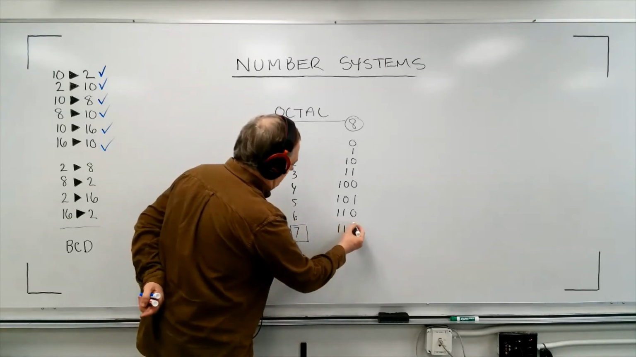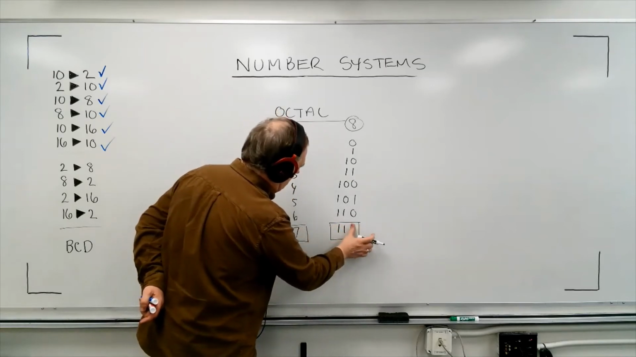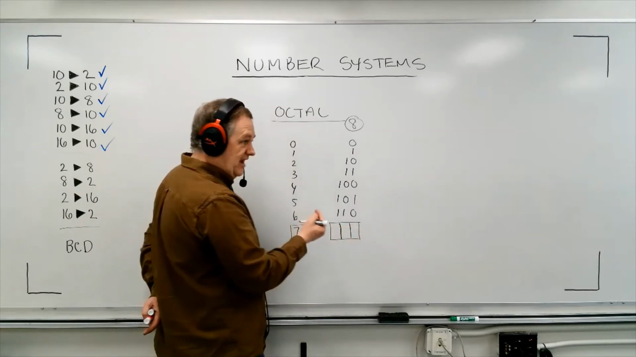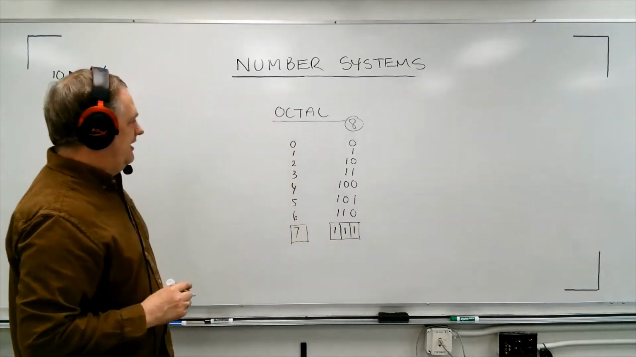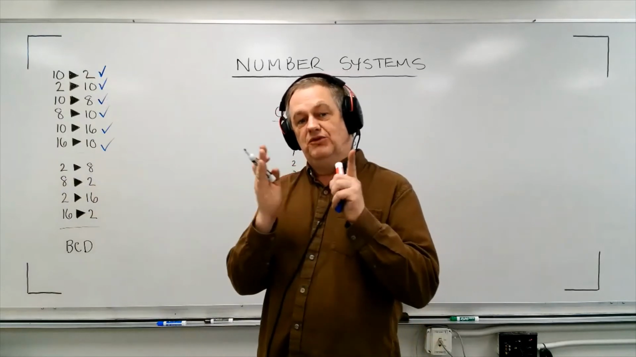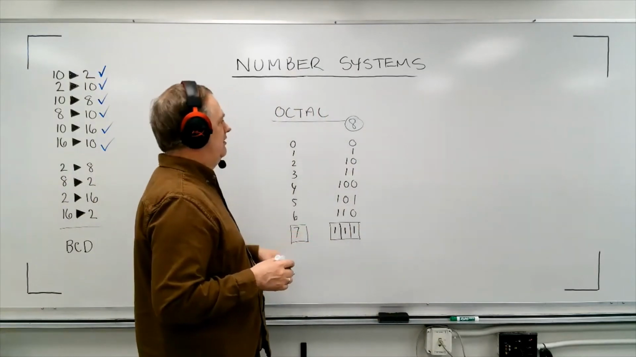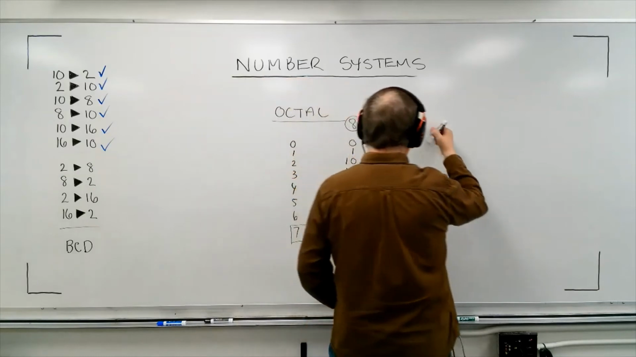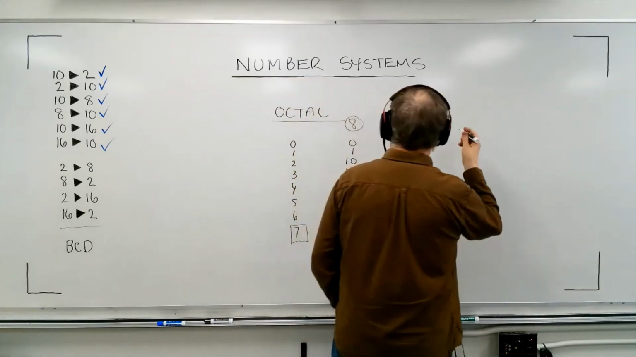So that means that if I have a box that is separated into three segments, I can show a 7 like that. And so that means if I take a binary number and I divide it into groups of 3, then I can very quickly convert it to octal. So let me give you this example. I'm going to take a fairly large binary number and show you how easy it is to convert to octal.